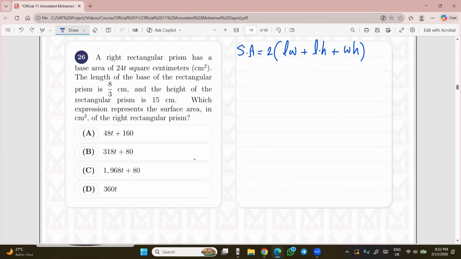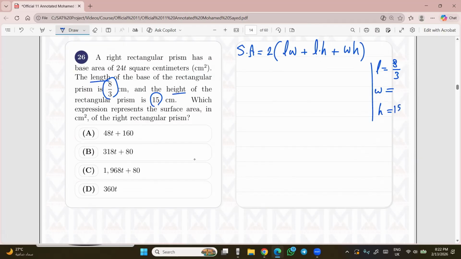But do we have the length? Yes, the length of the base is 8 over 3. So let's list them here. Length is equal to 8 over 3. Do we have the width? No, but we can get the width. I'll tell you now how to get the width. Do we have the height? Yes, the height is 15.